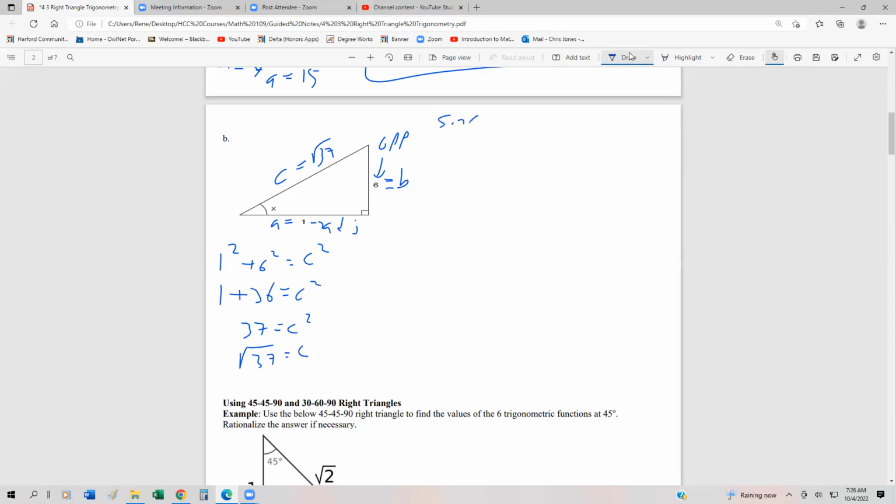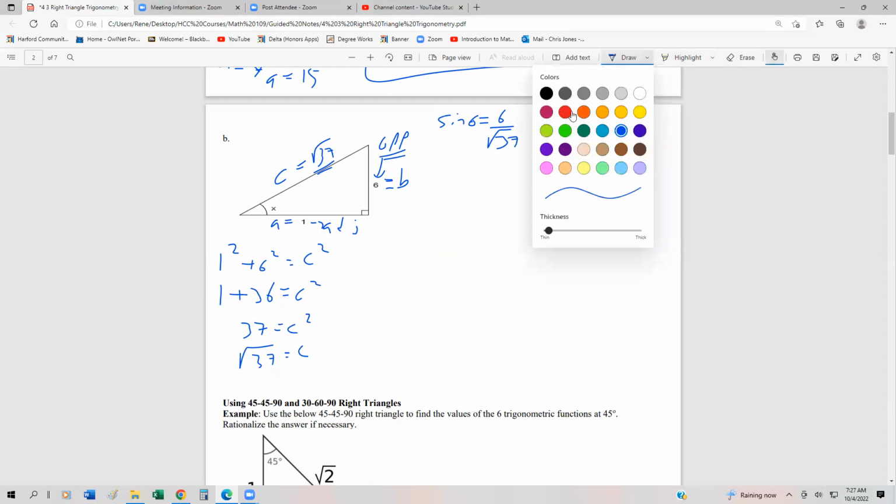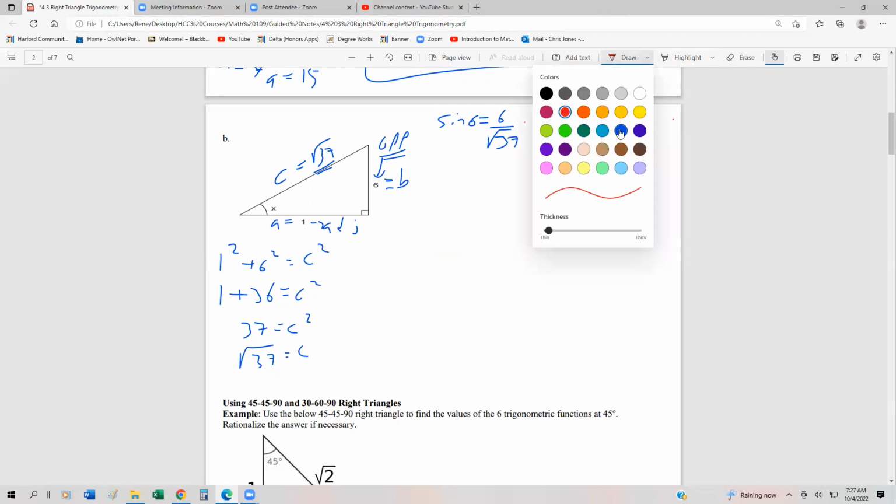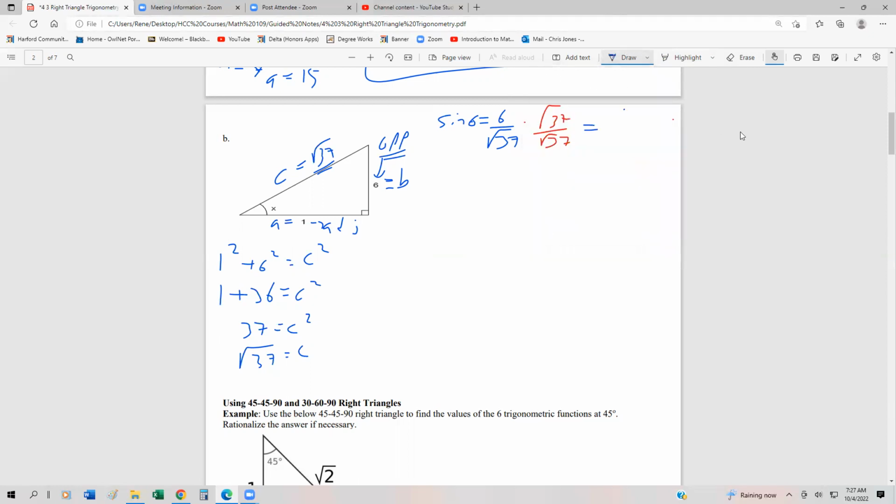For the sine of theta, remember, sine is opposite over hypotenuse. So that's going to be 6 over the square root of 37. Now, unfortunately, that's not rationalized. So what we're going to do is, remember, to rationalize a number, we multiply by root 37 over root 37. And so the rationalized version of this is going to be equal to 6 root 37 over 37. All right, so that's our sine function.